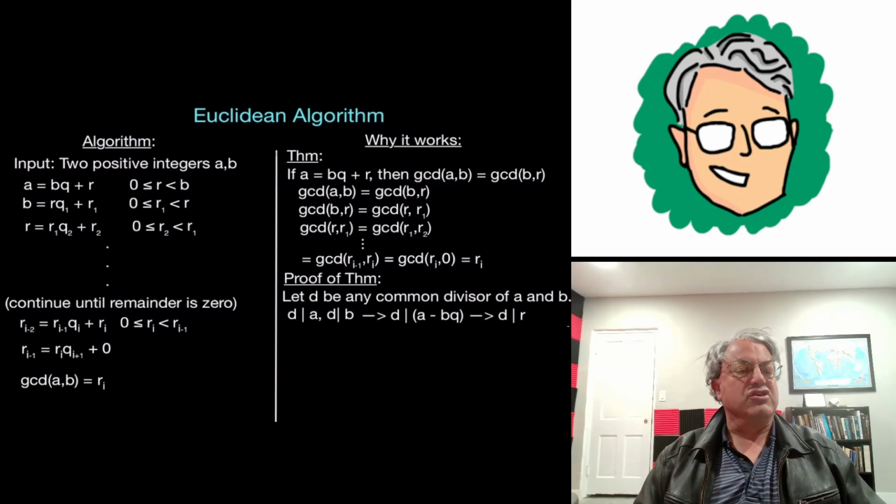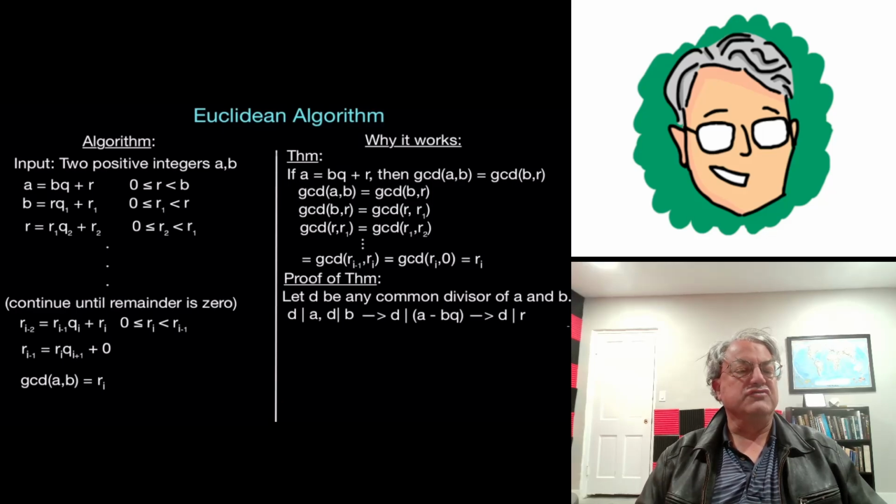And then you keep going. You go recursively. Now you just replace a with b and b with r. Sometimes we index these things, starting right after the first r. So we see b = rq1 + r1, where we call the next quotient q1 and the next remainder r1. And again, r1 is going to be strictly less than r. By the same reasoning, we keep going recursively.